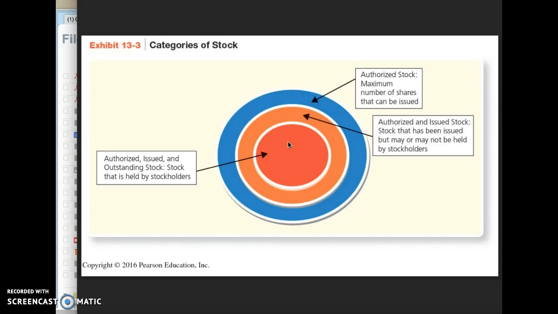In some cases, as you'll see in your reading, there will be times when the corporation will repurchase some of its own stock for different reasons. And in that case, you actually have this orange circle. And so those shares in that circle really represent previously issued stock that is no longer held by outsiders. It's actually held by the firm itself. So these are actually referred to as treasury stock, treasury shares. They are issued but not outstanding.